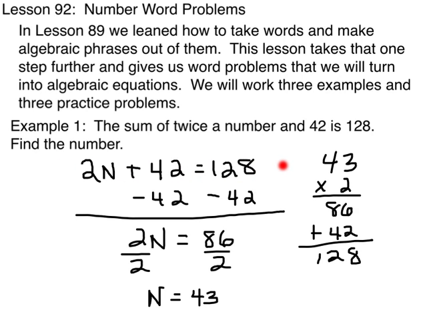Once I get it set up, guys, this is so easy. You've been doing this for so long now. You know that you do the opposite of what you have, so you subtract 42 on both sides. You are left with 2n is equal to 86. Then you divide by 2 to get n by itself. You have to do that on both sides, so n is going to be equal to 43. I can check that by putting 43 in right here. 2 times 43 is 86, and if I add 42 to that, I do indeed get 128.